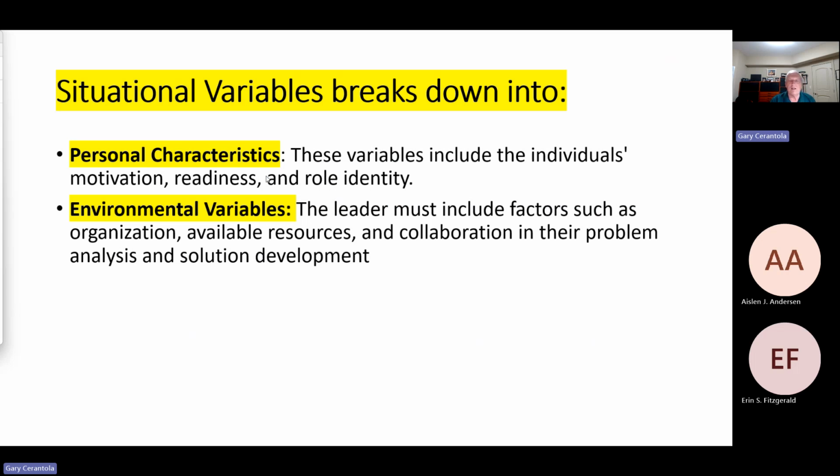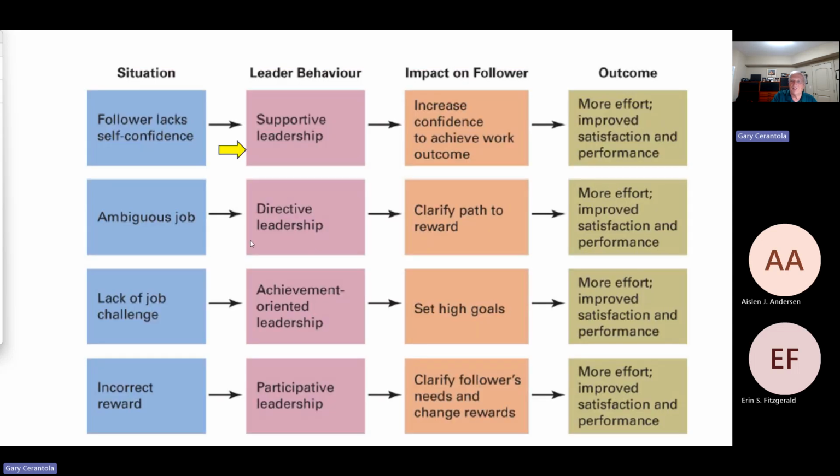And then the environmental variables, that's where the situation comes in. Leader includes factors such as how the organization is put together, the available resources, the collaboration. This is all about setting the path, right, to be able to get things done.